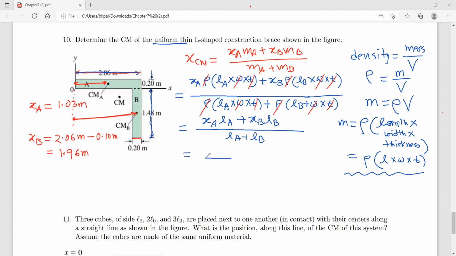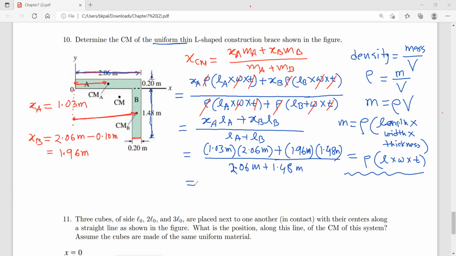XA is 1.03 meter, LA is 2.06 meter, XB is 1.96 meter, and LB is 1.48 meter, divided by 2.06 meter plus 1.48 meter. If you plug these numbers in your calculator, it should give you 1.42 meter. So the x coordinate is 1.42.